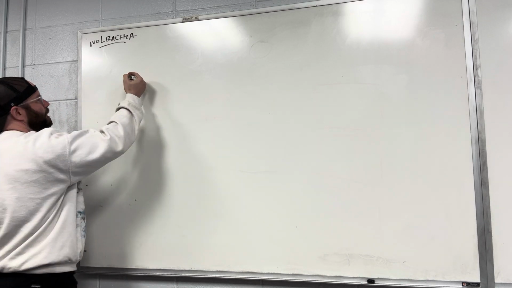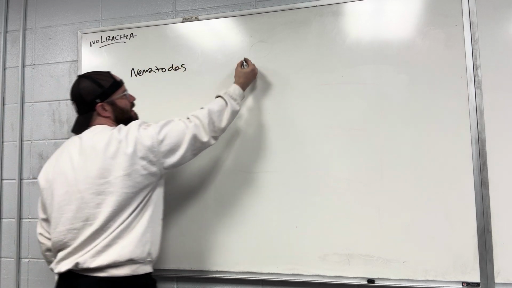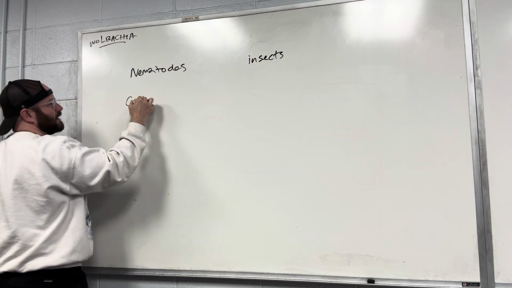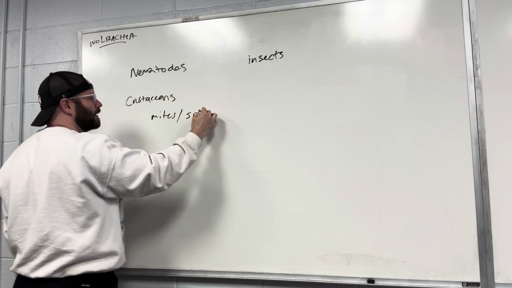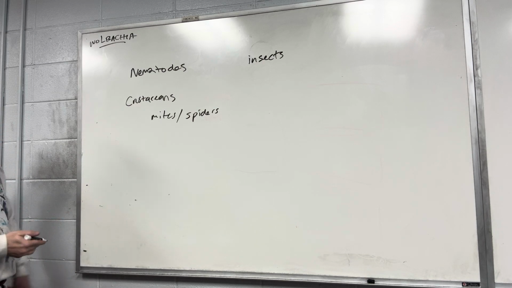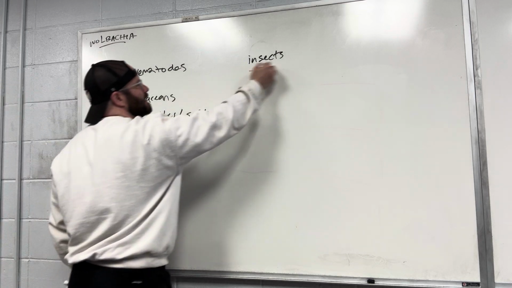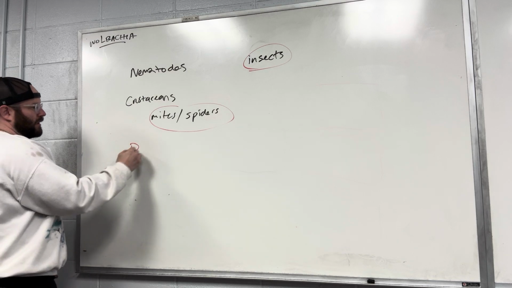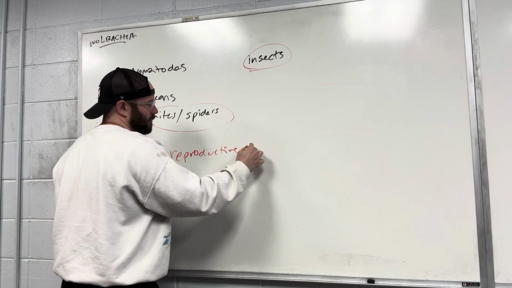So it lives inside of a lot of different things. It lives inside of nematodes. It lives inside of insects. It lives inside of crustaceans, mites, and spiders. So there's lots of insect-like things, nematode-like things that have Wolbachia inside them. And in the insects and in the mites and spiders, it causes what we call RP, which is reproductive parasitism.